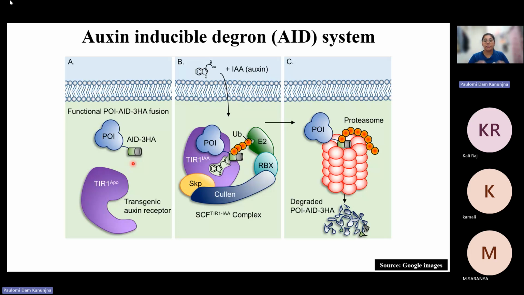So you have very creatively engineered the natural signaling pathway to cater to experimental needs. So that's what is happening here. The moment you have a protein of interest and your auxin binds and forms this entire complex, it leads to the proteasome-mediated degradation of the protein of interest, right?